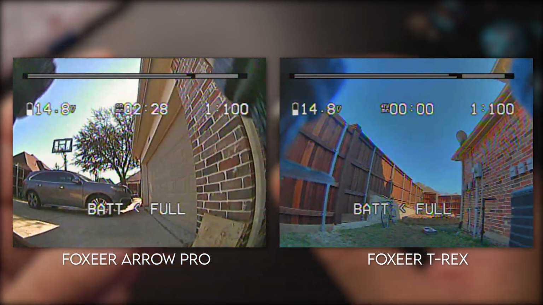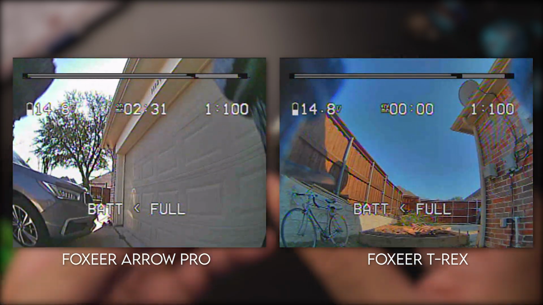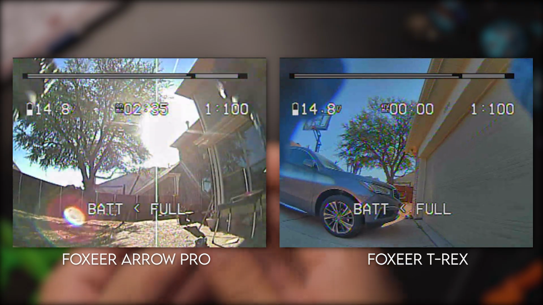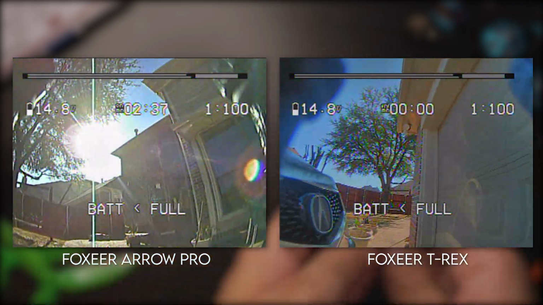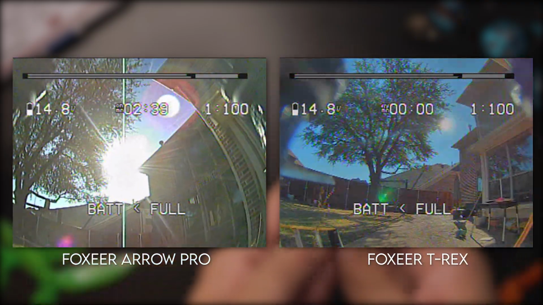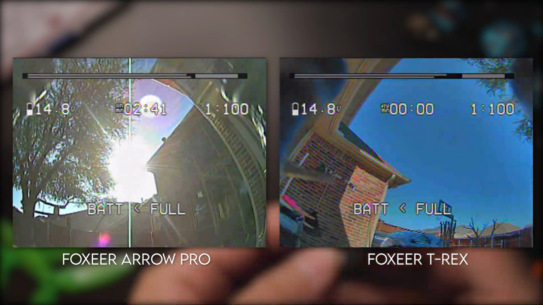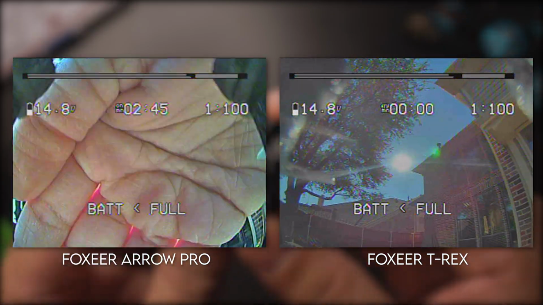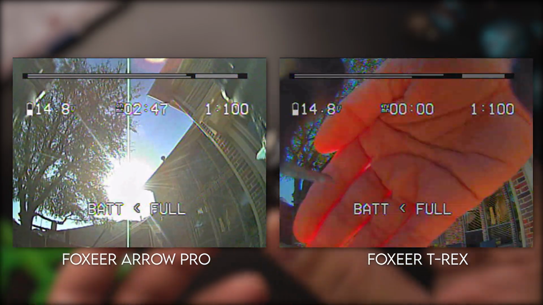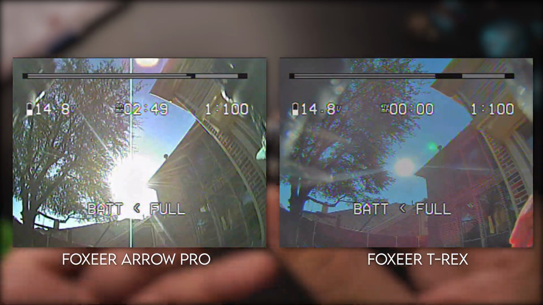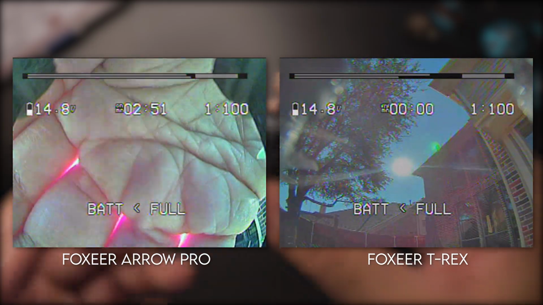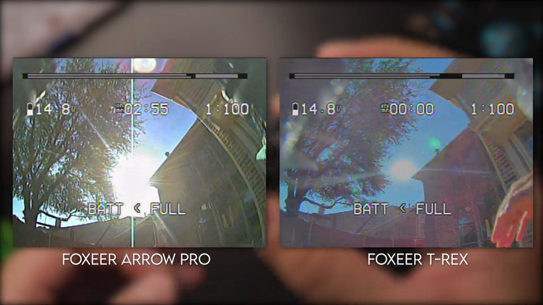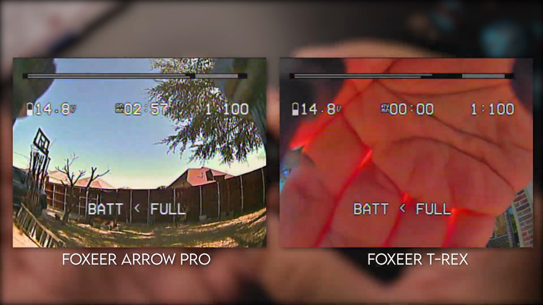There's not that much detail, as you can see, considering the fact that the Foxeer Aero Micro only has 600 TV lines versus the Foxeer T-Rex Micro has 1,500 TV lines, and it's 5 megapixels versus, I believe, 2. Another caveat of having a more expensive camera like this one is the lower latency. This thing is at 6 milliseconds versus the other one is at 22, I believe. Correct me in the comments if I'm wrong. But 6 versus 22, that's a significant difference.